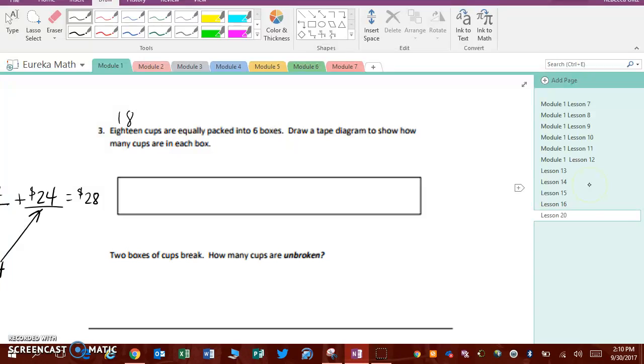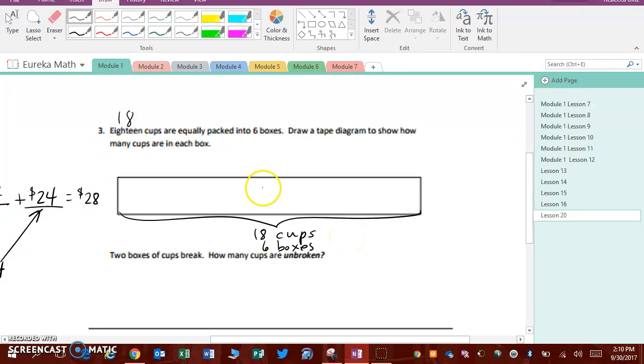Okay, so what do we know? We have 18 cups and they're packed into 6 boxes. That tells me that we have 18 total cups, and our boxes are our groups. I'm going to label that 6 boxes, not 6 groups, 6 boxes. Which tells me I have to divide this into 6 sections. And I don't know how many each box gets. So how many cups go in each box? We don't know.